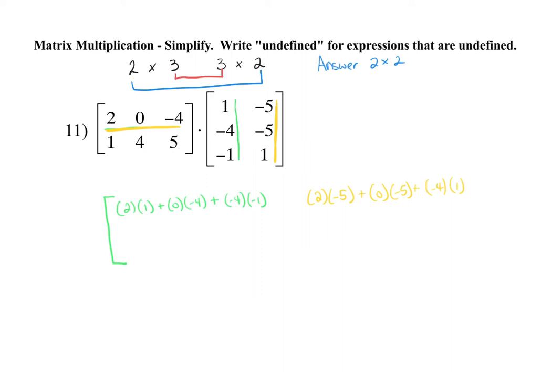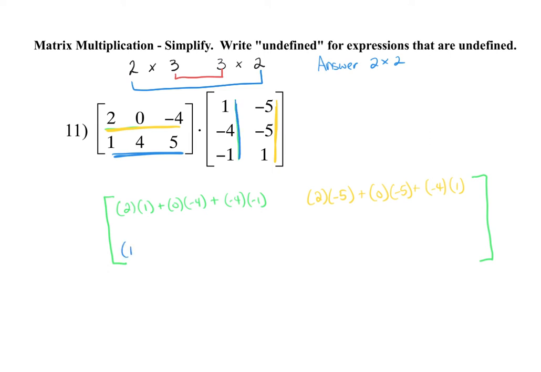Now for this one, I am out of columns, so I am done with that particular row, all right? So I'm done with this one, okay? I am going to move on to the next row. So now I'm going to take this row, and I'm going to multiply it by the first column.